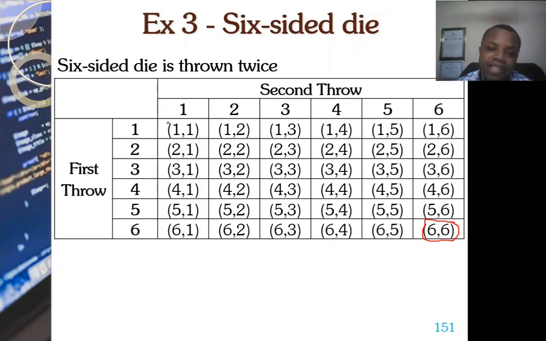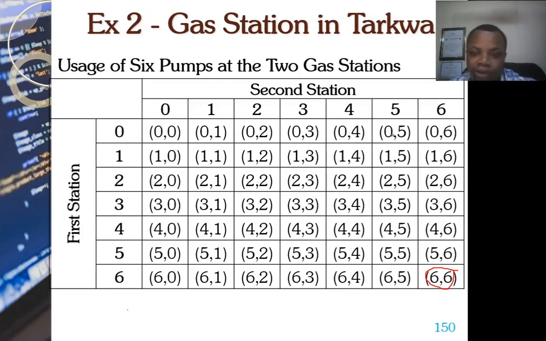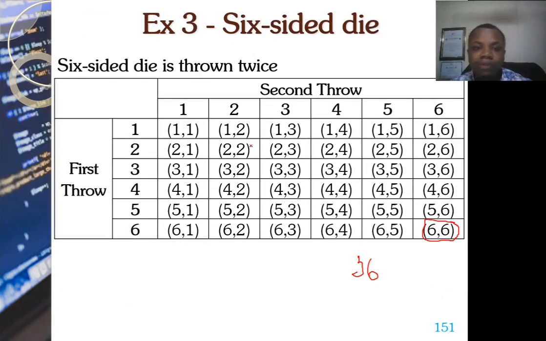So you can see that in this case, once we count the number of events, we have about 36. That is about 36 sample spaces. But let's look at the previous one, and the previous one will be about 46. So we have about 46 outcomes, and this represents our sample space. So for the gas pumps we have 46 outcomes, but when it comes to throwing a six-sided die twice, we come up with 36 outcomes.